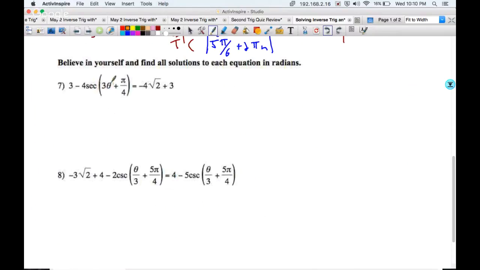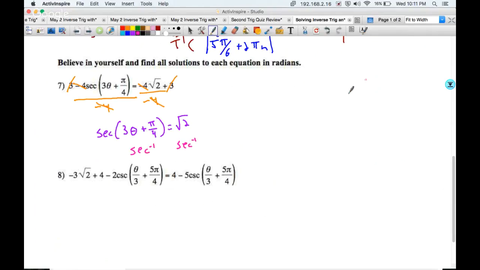Here, my goal is just to isolate theta. So I need to get all the operations that aren't part of theta away from theta. What I can do is I can just cross out this 3 from both sides, and then divide both sides by a -4 to get rid of that coefficient of -4. And you'll see they both have a -4, so we can cancel that out as well. Now what do we have? We got secant of 3 theta plus pi over 4 equals the square root of 2. Now we have to take inverse secant of both sides.